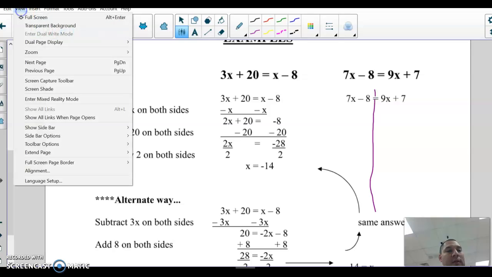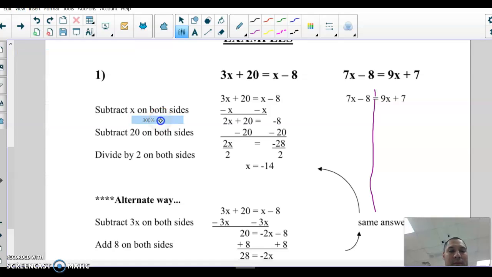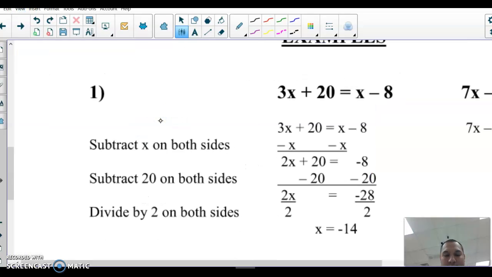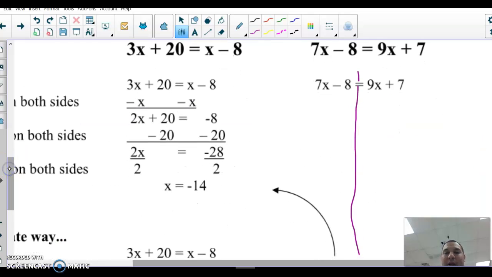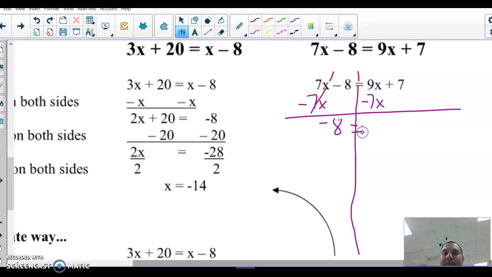Let me zoom in so I can get in there. Okay. Doesn't matter which side you pick. However, I think it's easier to keep your variables positive. So I would move over the smaller value. 7 is smaller. 7x minus 7x is 0x, which is just 0. 0 minus 8 is going to be negative 8. 9x minus 7x is 2x.